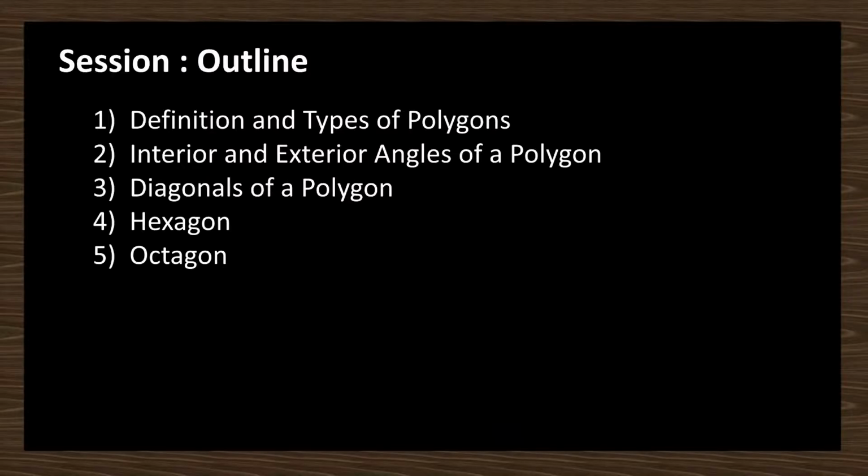In today's class, we'll start with the basic definition of what a polygon is. Then we'll discuss the types of polygons. Eventually, we'll also discuss the concept of interior angle, exterior angle, as well as diagonals of a polygon. And then we'll end today's class with some discussion on hexagon and octagons.